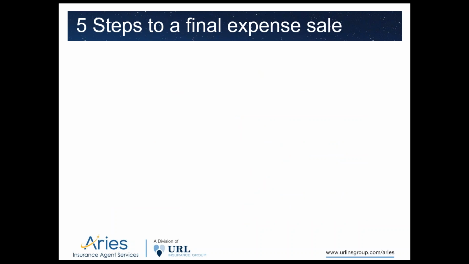So I want to break down the 5 steps to a final expense sale. There are 5 steps to a final expense sale. Step 1, know the companies you sell. When you select the carriers, and I can help you with selecting the carriers, you'll want to look at agent guides and the application and know the ins and outs. Know the medical questions that the company asks when it comes to heart attacks, cancer, strokes, diabetes, lupus, MS, just the different loopholes that they have in their application.